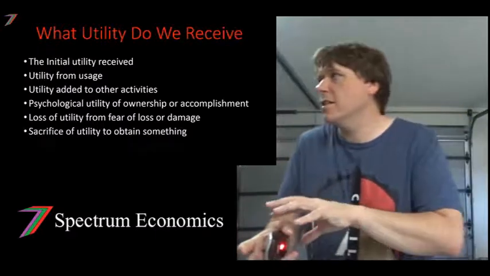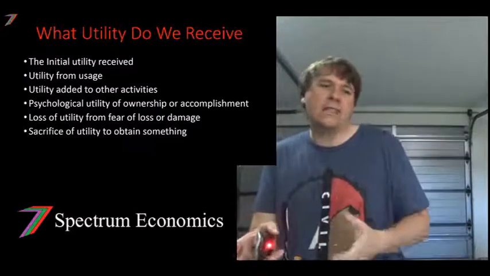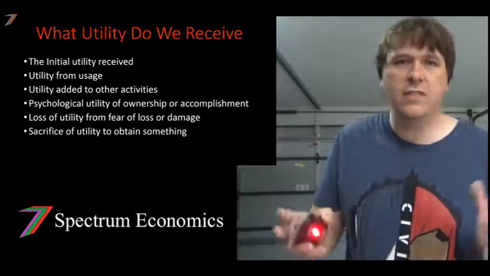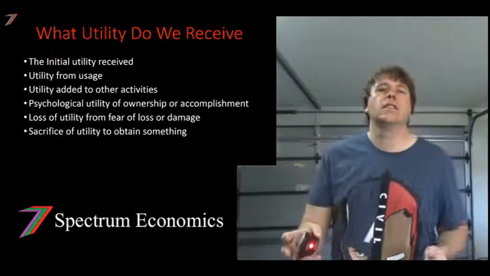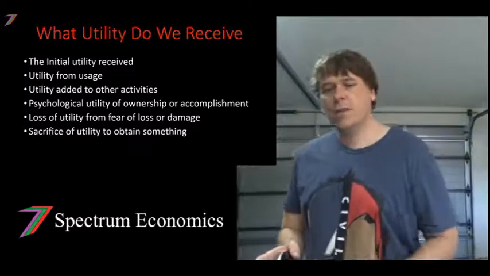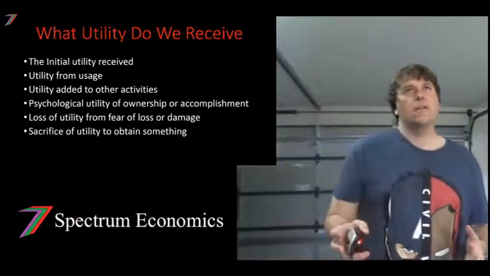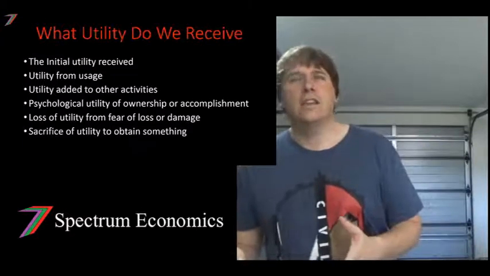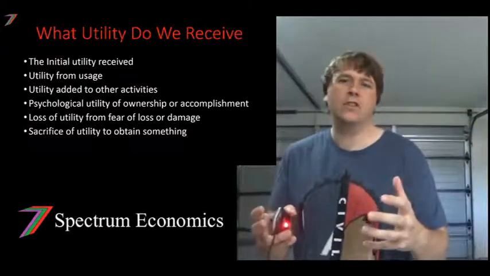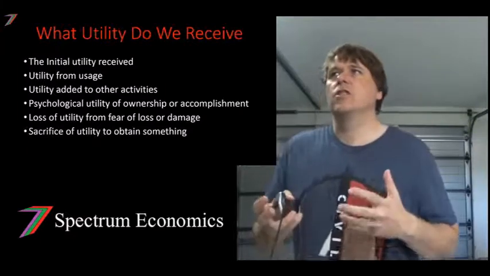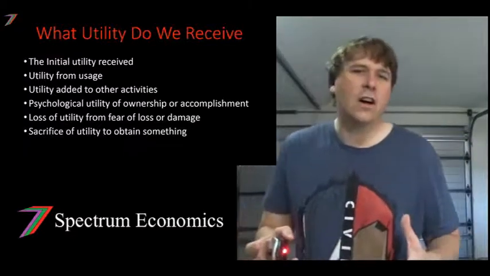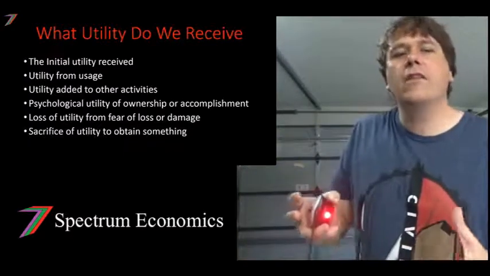And again, it works over time. A fridge might last me 10 years, so I'll be getting extra utility out of all the stuff that goes in my fridge for 10 years. Sounds great, doesn't it? Next thing, psychological utility of ownership or accomplishment. We could be talking about things like buying the fancy car, getting the nice dress, getting the fancy watch. It's to show that, hey, I've accomplished this, so I'm showing others my sense of accomplishment, and it makes me feel good to show that off.